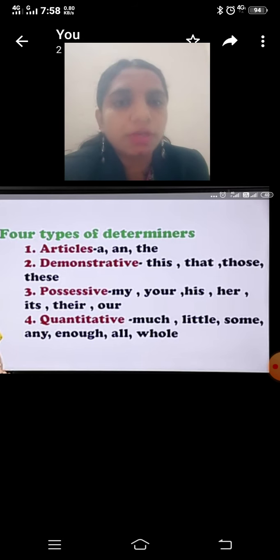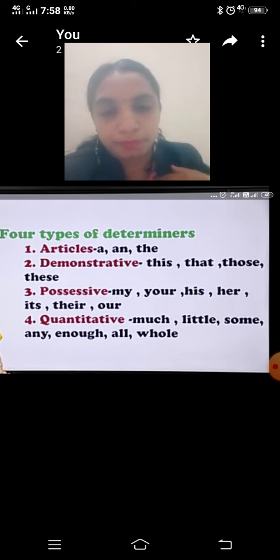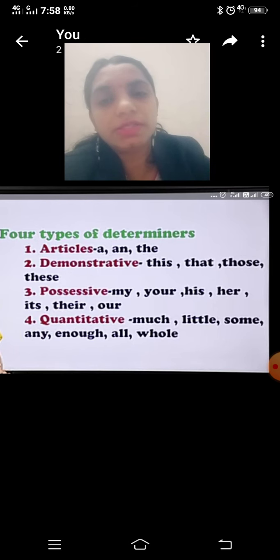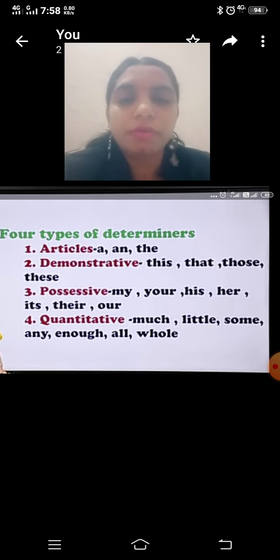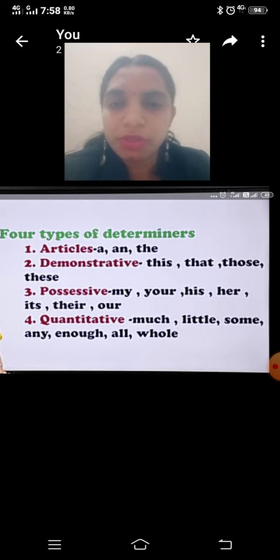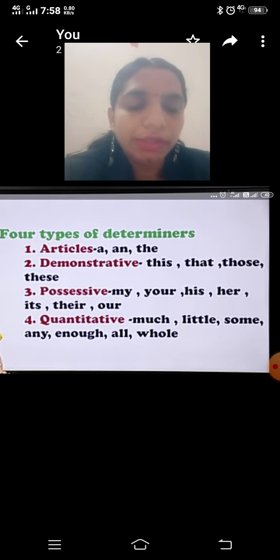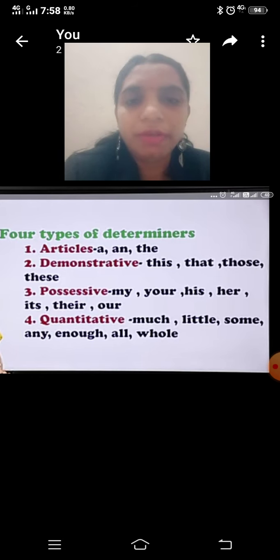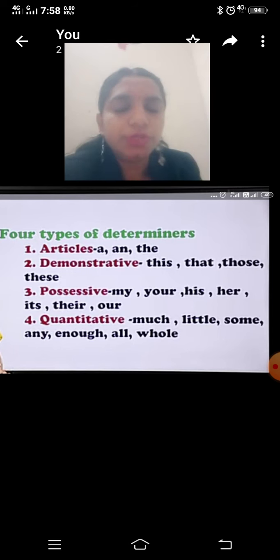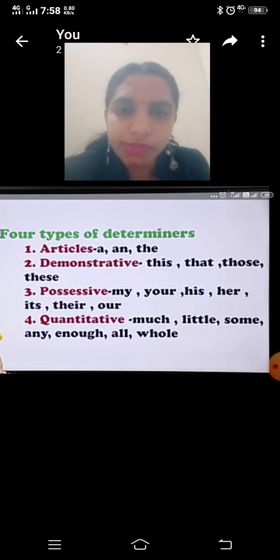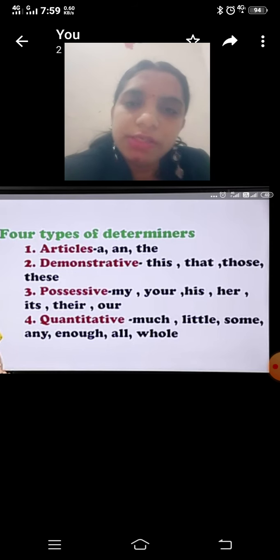Determiners are the words that specify the noun. There are four types of determiners. You know these words very well, you are always using them. See which they are. The first type of determiner is called articles. Articles also you have studied. There are three articles: a, an, and the. These are also called determiners.